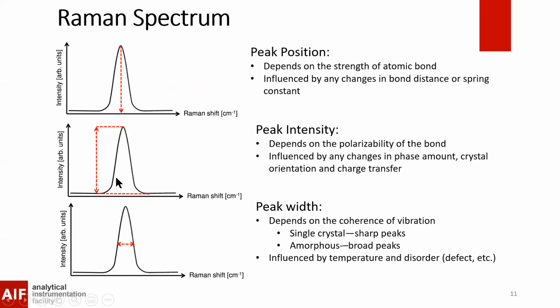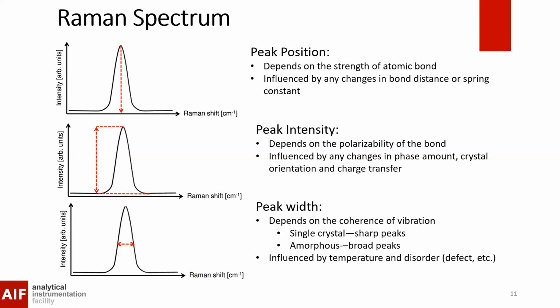All right, and there are three factors of Raman peaks. They are peak position, peak intensity, and peak width. So let's just quickly read through this. The peak position basically depends on the strength of the atomic bond, and it is also influenced by any changes in bond distance or spring constant. The peak intensity depends on the polarizability of the bond, and it is influenced by any changes in phase amount, the crystal orientation, and charge transfer. The peak width depends on the coherence of vibration.